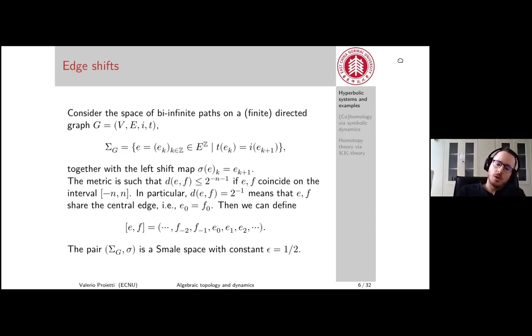If the distance is 1/2, that means in particular the edge at 0 is the same. Whenever the edge at 0 is the same, so they match up in this way, we can construct a new path by taking the past from the f path and the future from the e path. As you can see, this bracket map gives rise to a way of giving coordinates. This is going to be our local product structure. And here I'm talking about this constant. Roughly speaking, this is the maximum distance that two points can have such that I can trivialize this product structure so that this bracket map is well defined.